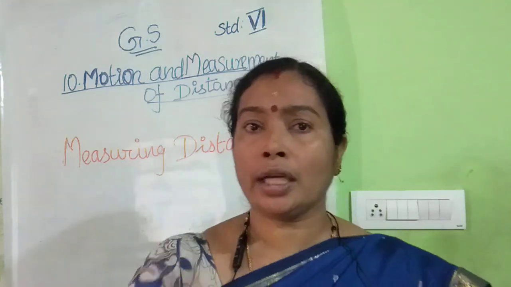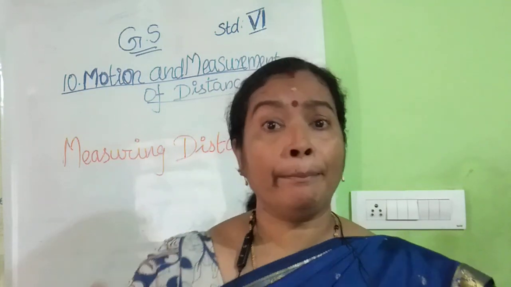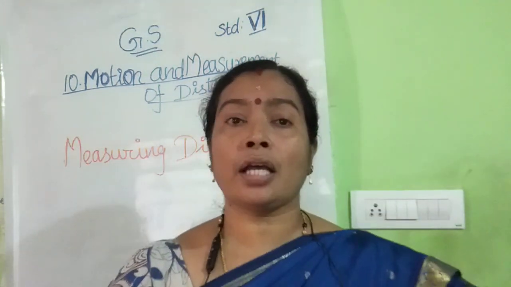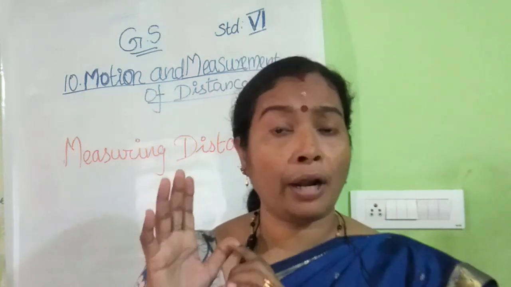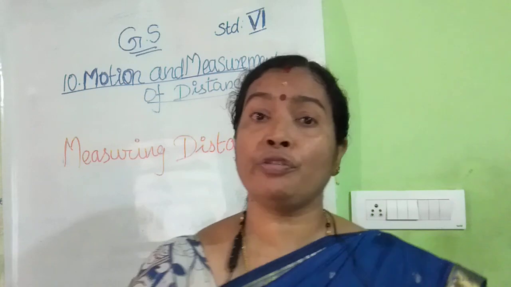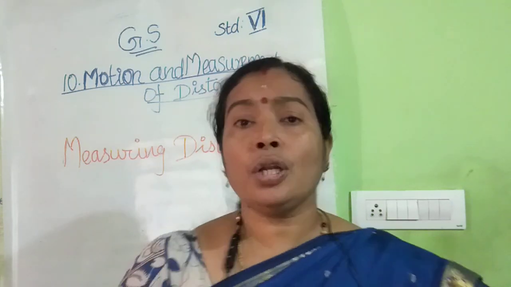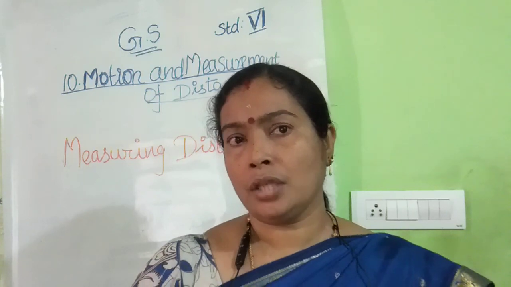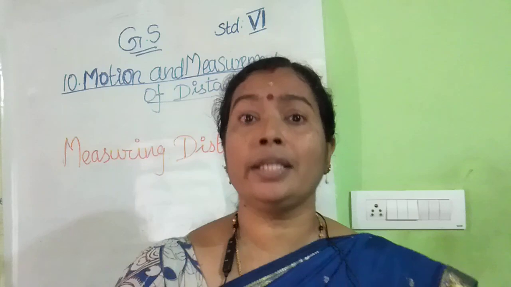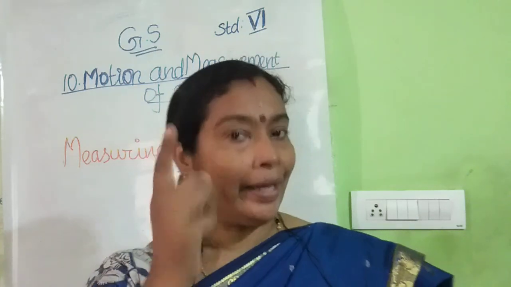When smaller children are measuring, their number of hand spans or number of foot lengths will increase. When elder persons are measuring, the number of hand spans or foot lengths will decrease. So like that, it is not a standard one. So what can we do to measure the distance in a correct way? Think about that.